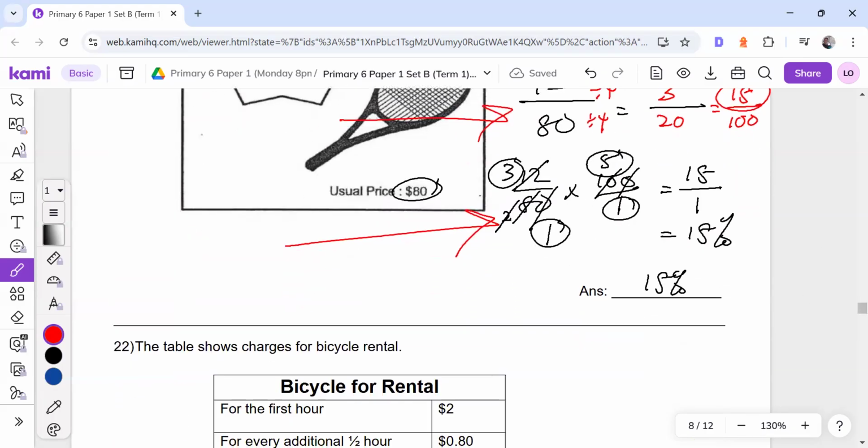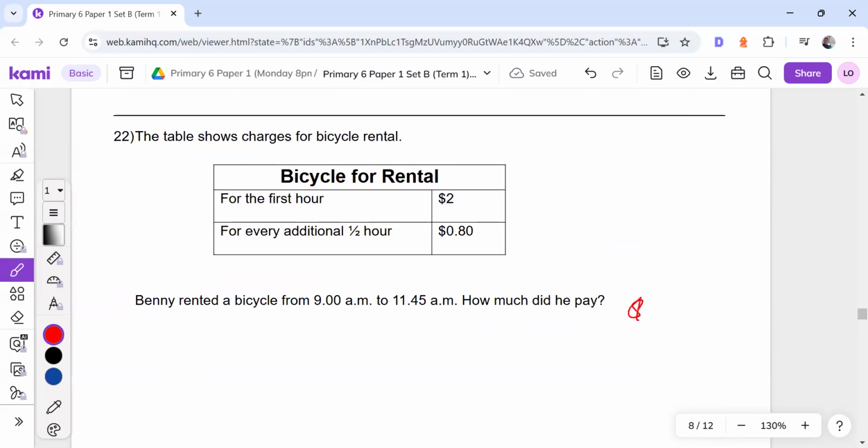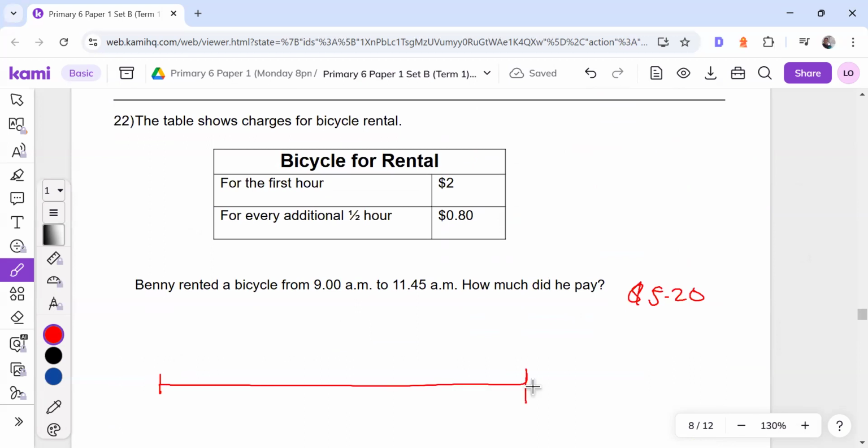Okay, question 22, and your answer will be, let me see. Your answer will be $5.20. Okay, come right? Okay, now if you get it wrong, Mr. asks you something. Do you have a line method? Line method. And then 9 a.m. to 11:45 a.m. And then what do you do? Then you cut the first hour until 10 o'clock. So the first hour is $2.